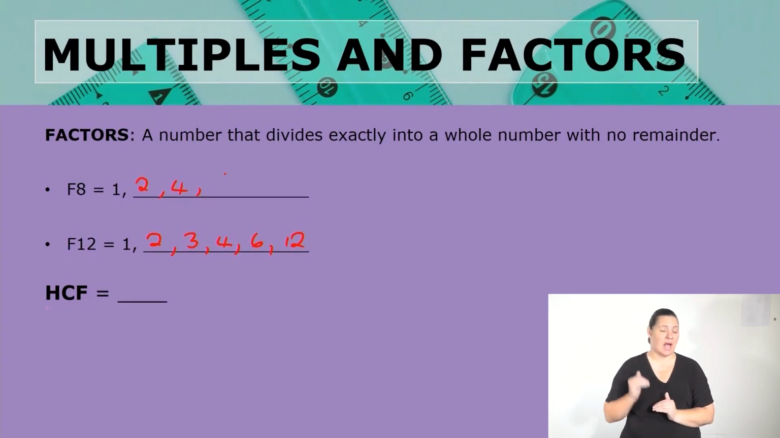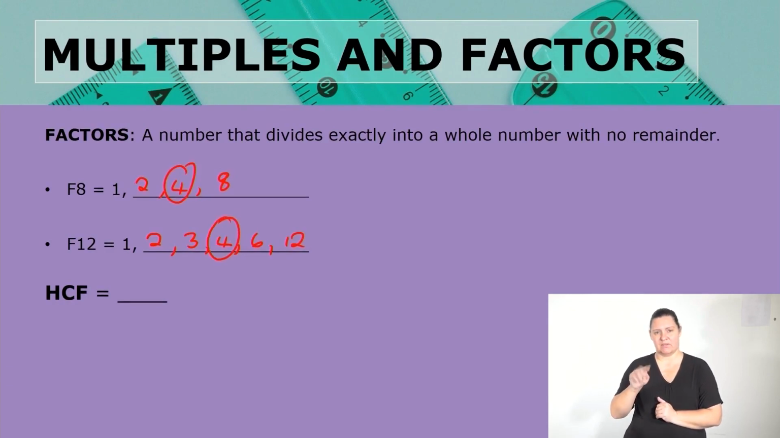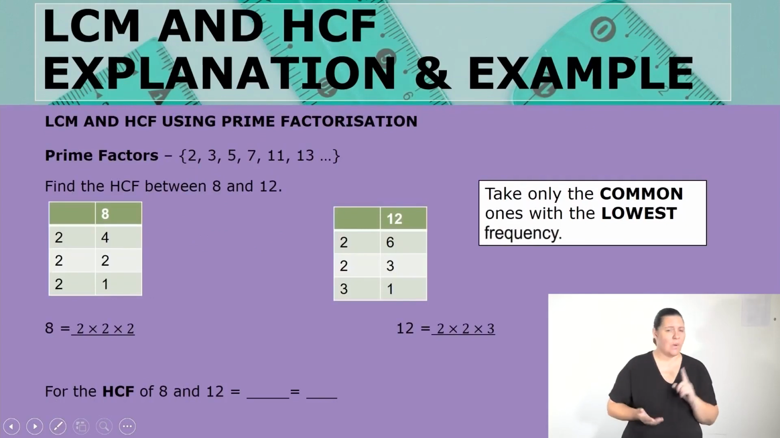So which one is the highest common factor here? We can see that there are a few common ones, but the highest one there is 4. So our highest common factor is 4. But how would we find this 4 using prime factorization?